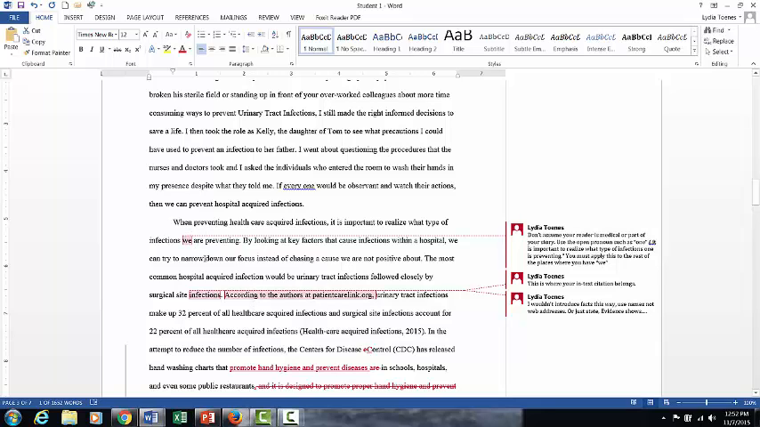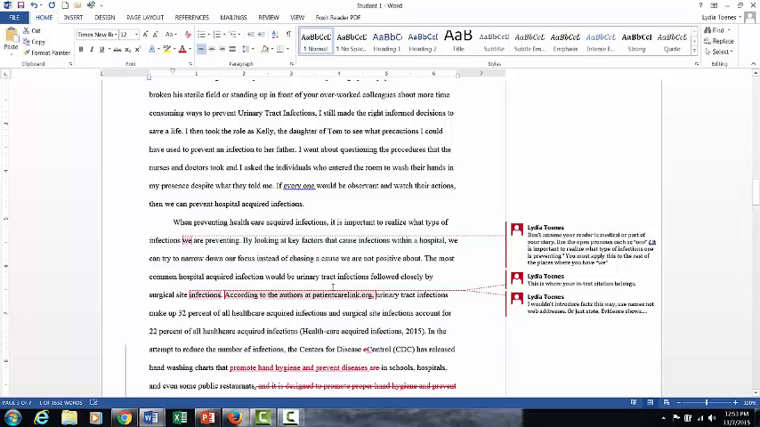Okay, so a good substitute for I and we and you is using one. The thing about using one is sometimes using oneself, that phrase oneself is a little bit weird and choppy, but trying to think of an example. When preventing healthcare-acquired infections, it is important to realize what type of infections one is preventing. So this sentence could have been saved had it just said one. Maybe the student didn't know.